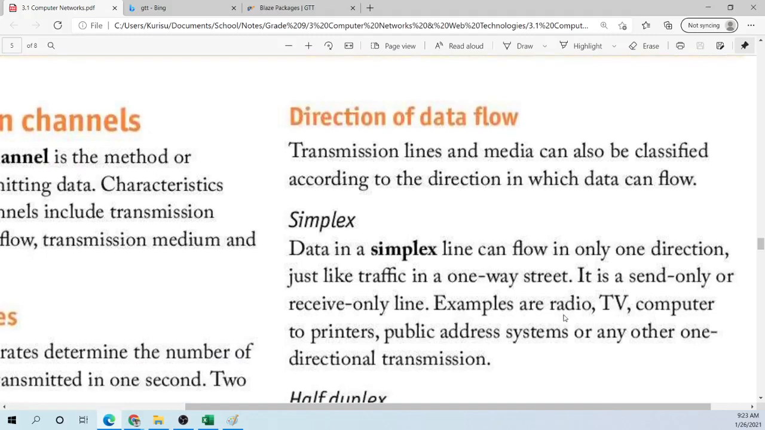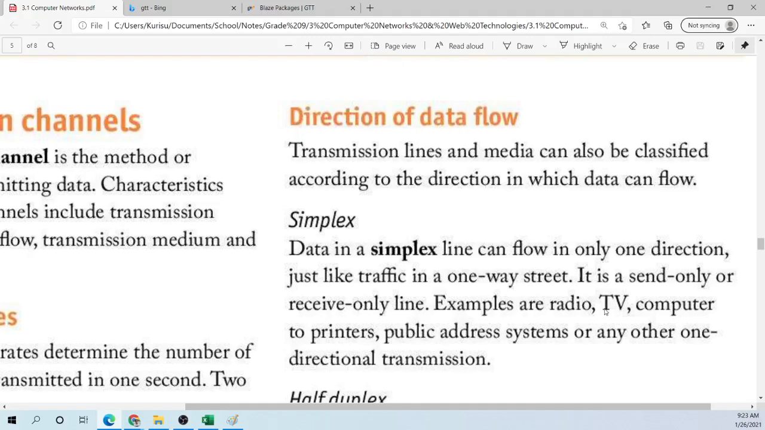Actually, not at a time. It can only send data in one direction. So it's just like a one-way street. You can only go in one direction. So your radio, your TV, they only send data in one direction.